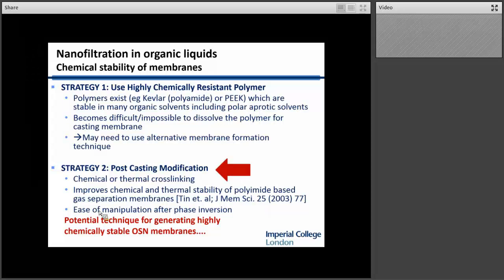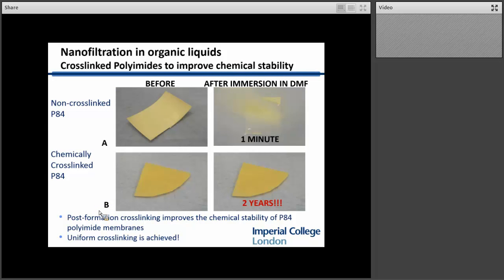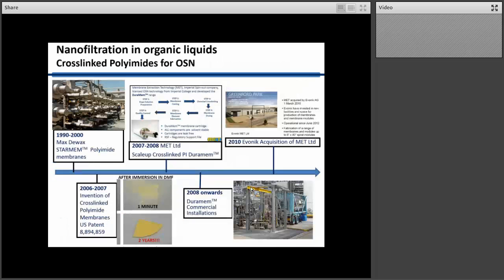So that's a strategy that we followed. And what we found is that if you take a membrane and you cast it, this is from P84 polyamide, if you put it back into DMF as a solvent, in less than a minute, the membrane is totally redissolved here. But if we chemically cross-link that, and we did this using diamines to break open the polyamide ring, then after 2 years, the membrane's still stable. So by casting a membrane and then cross-linking it, you can make it stable to even the solvent in which you originally dissolved the polymer.